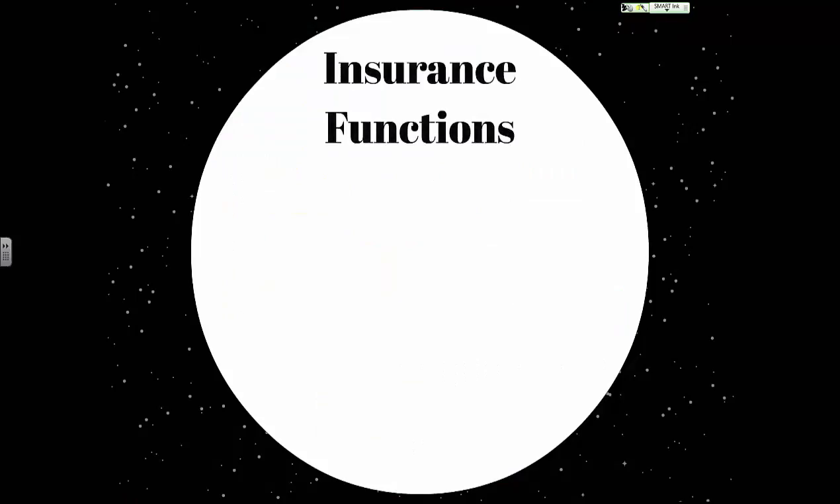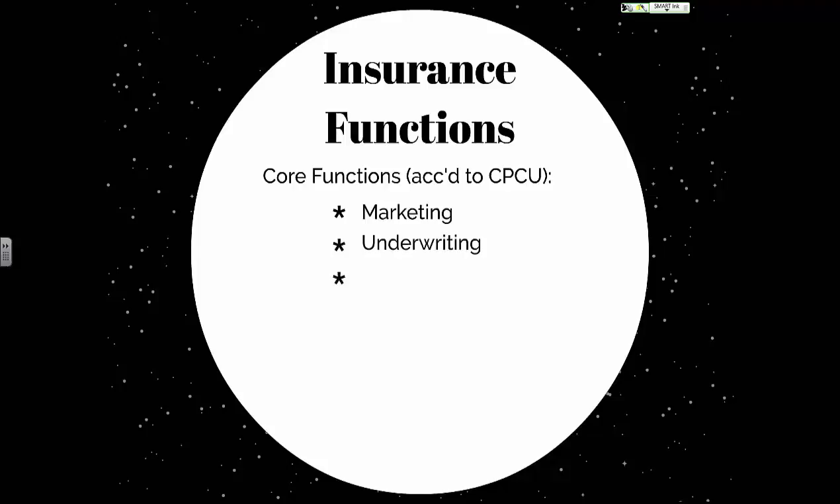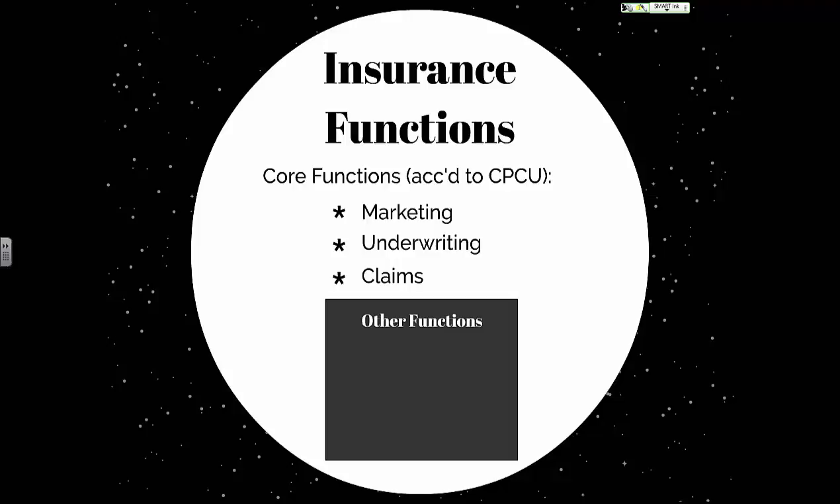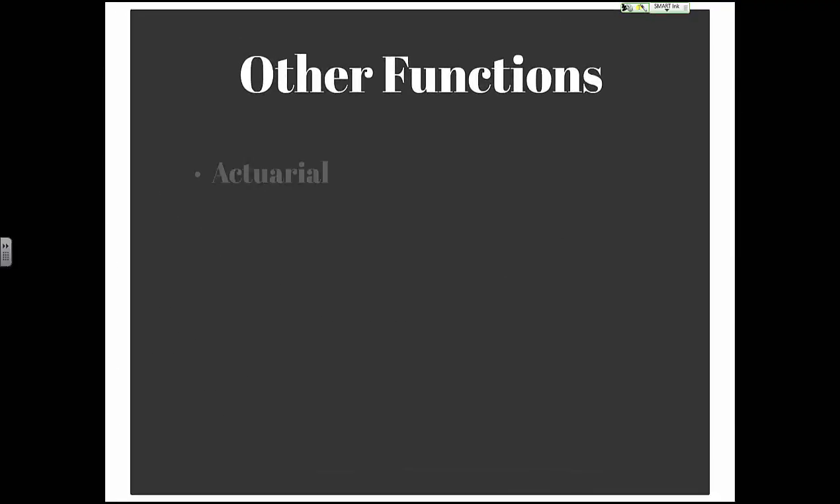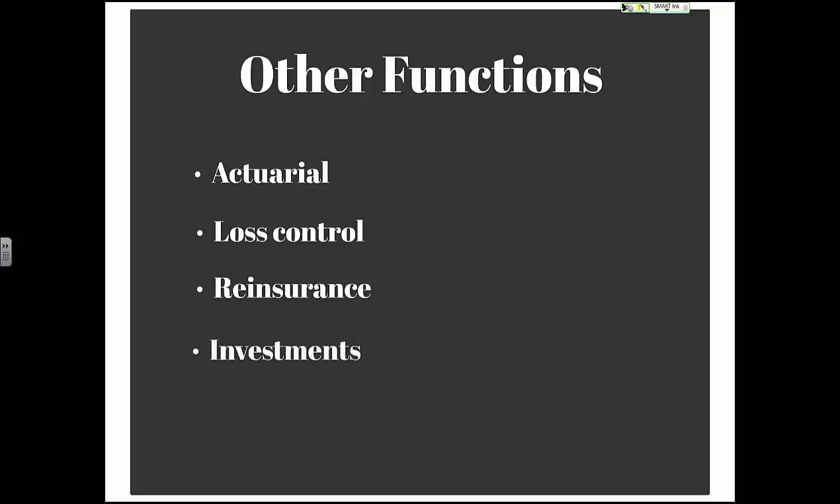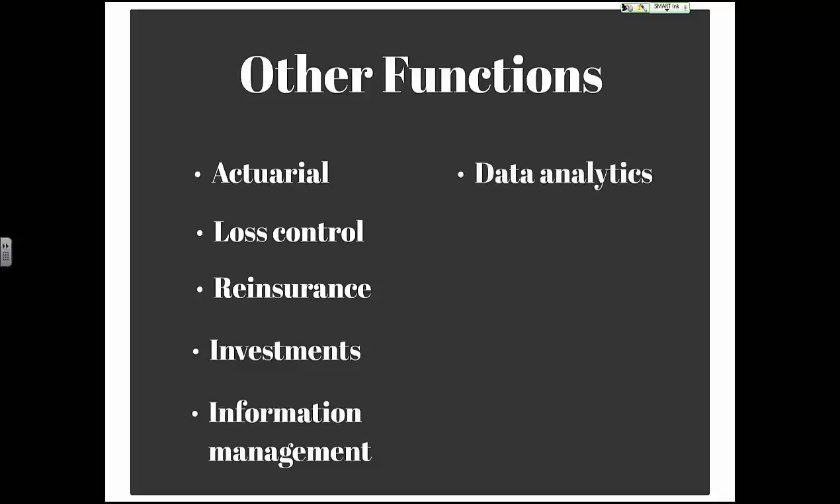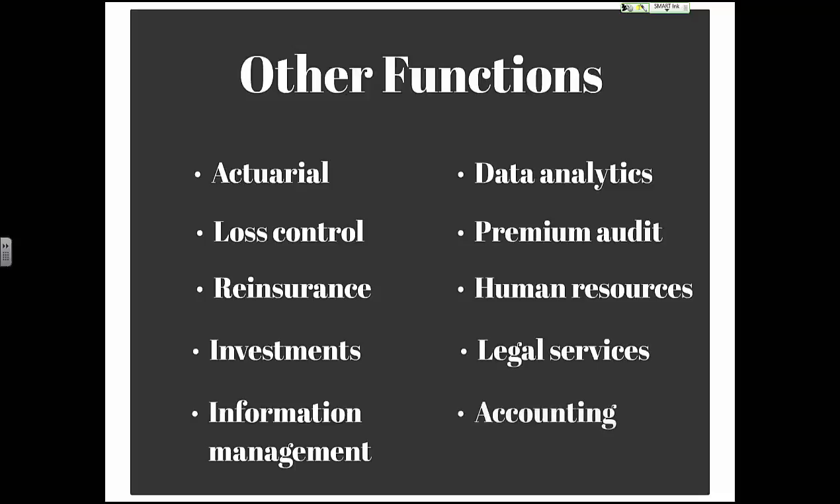And finally, as a way of ending this chapter and moving on into the rest of the course, let's talk about all of the different insurance functions. The core functions, according to the CPCU, are marketing, underwriting, and claims. Other functions that in some cases I would argue are also core functions for an insurance company are actuarial functions, which is of course rate making or pricing the insurance product, loss control, reinsurance, investments, information management, data analytics, premium audit, human resources, legal services, and accounting. We'll talk about all of these different areas of an insurance company's operations throughout the rest of this semester.